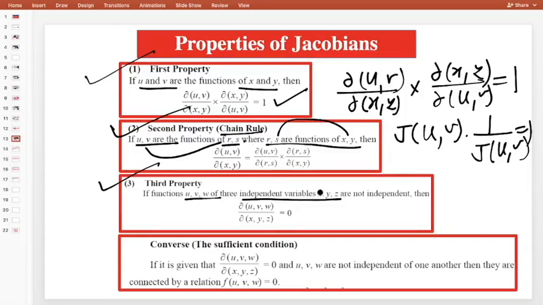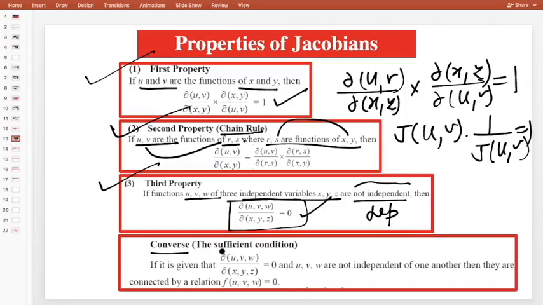Just see, they are independent variables, not an independent condition. They are telling us u, v, w are not independent. Not independent means dependent, right? So if the three functions u, v, w are not independent, meaning dependent, then the Jacobian becomes 0, as I told you. If they are independent, then the Jacobian is not 0.